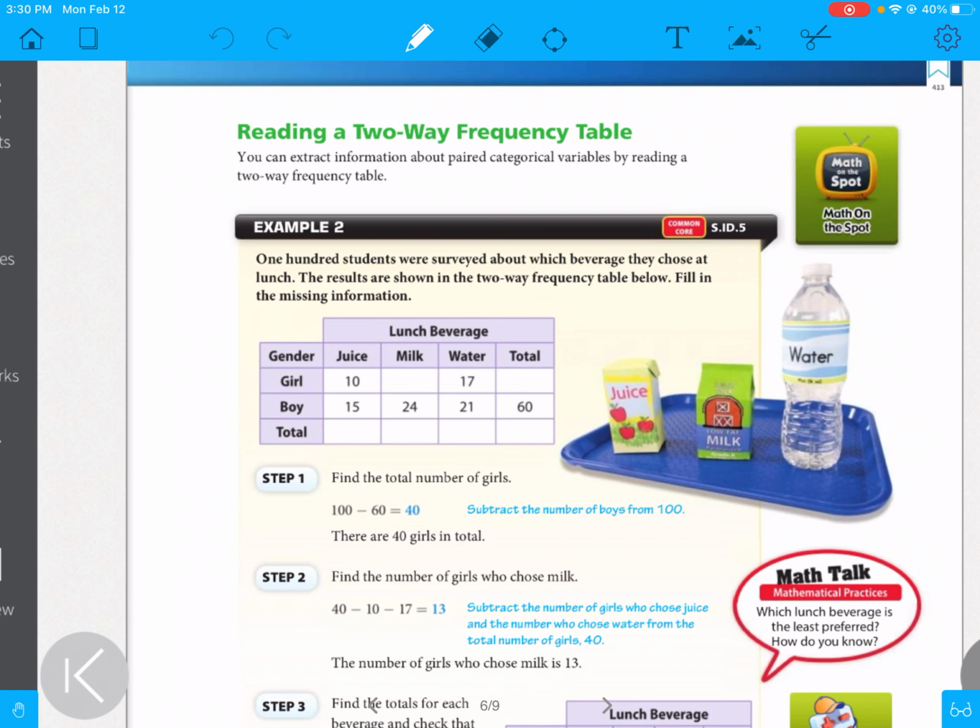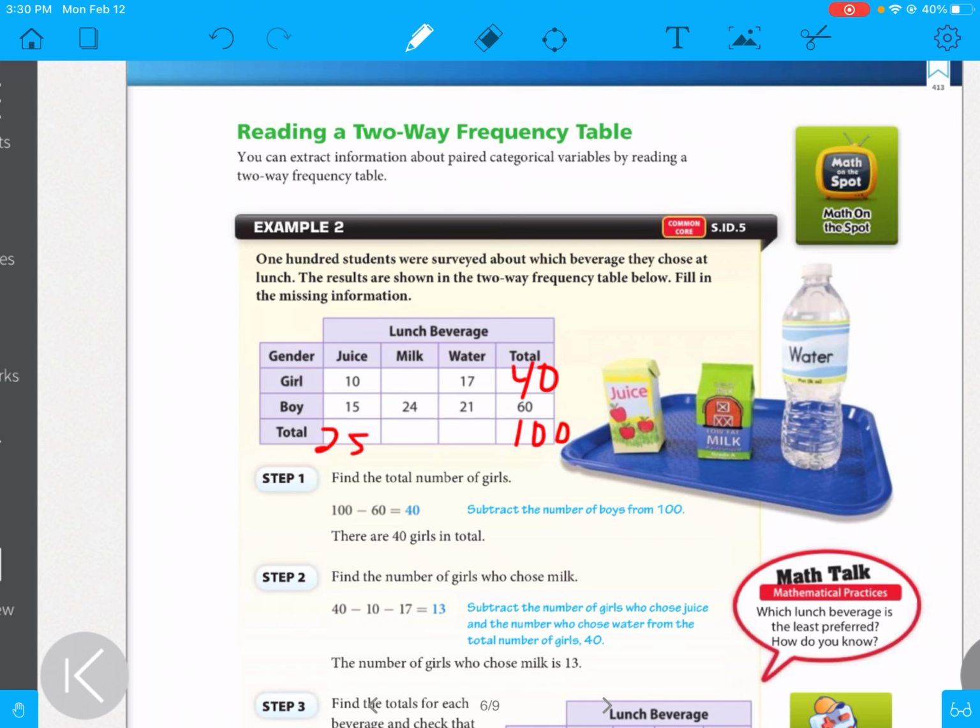So if we look at example 2, 100 students were surveyed. Which is your grand total? They were surveyed about which beverage they chose at lunch. The results are shown in the two-way frequency table. Fill in the missing information. So if there's 100 total, if there's 60 boys, we have to have 40 girls. Now we can add the columns going up and down, like juice. We have 10 plus 15 is 25.